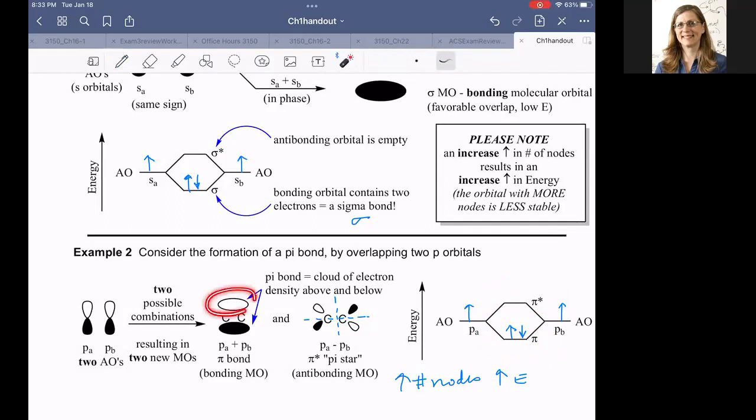A pi bond looks like this. It has a cloud of electron density above and below the sigma bond, the space between the two nuclei.